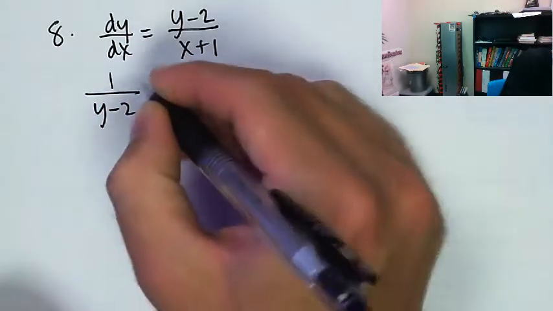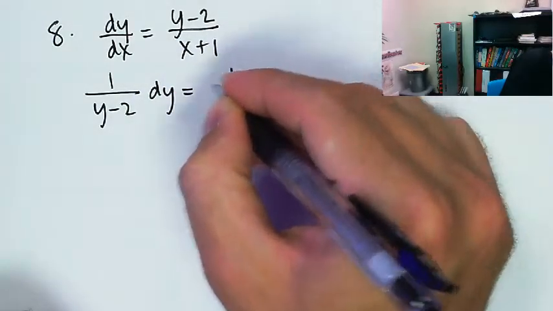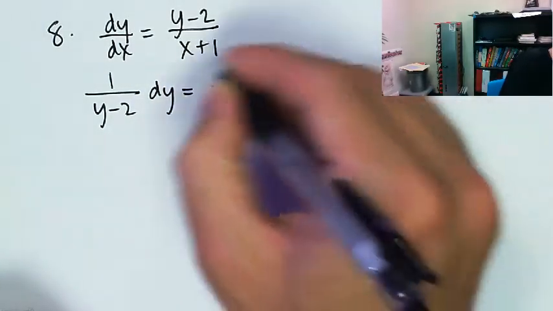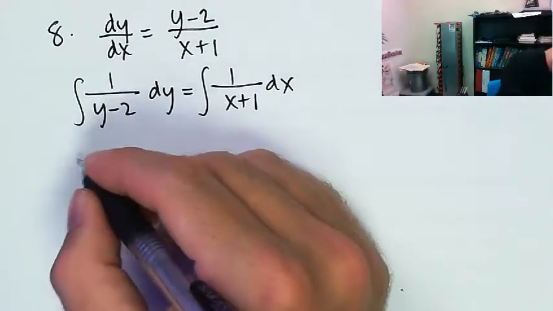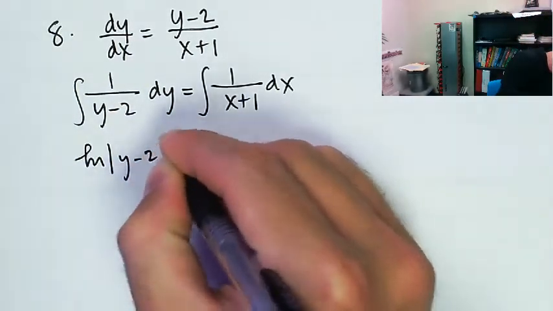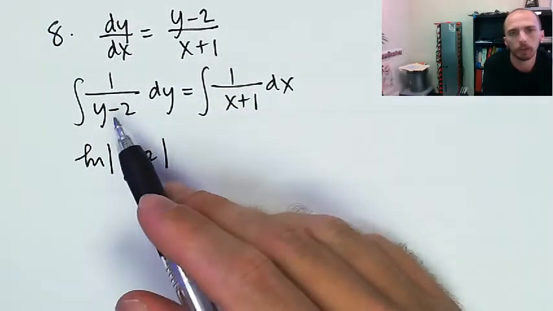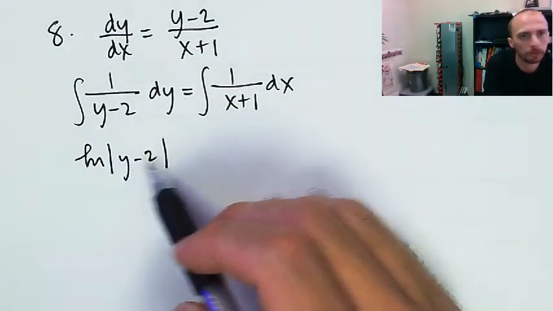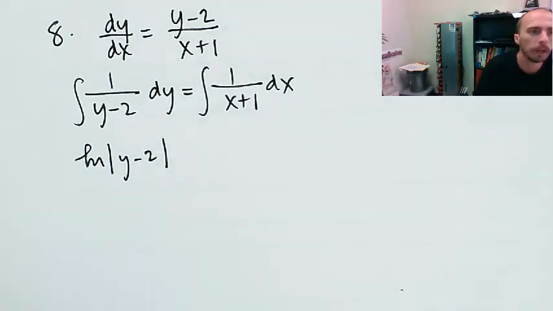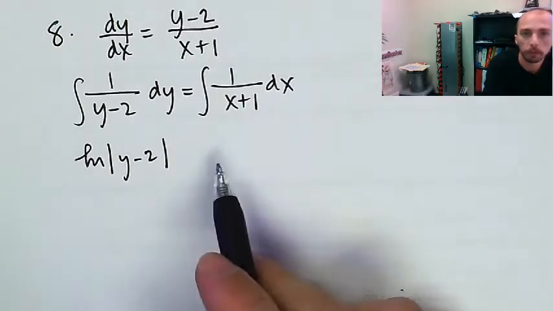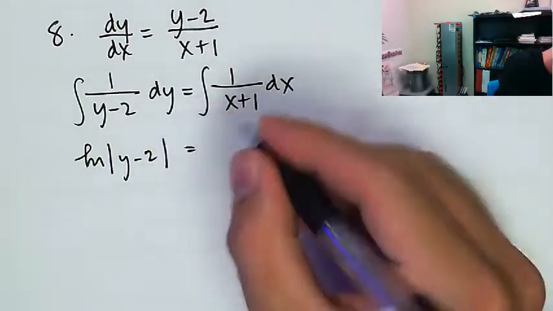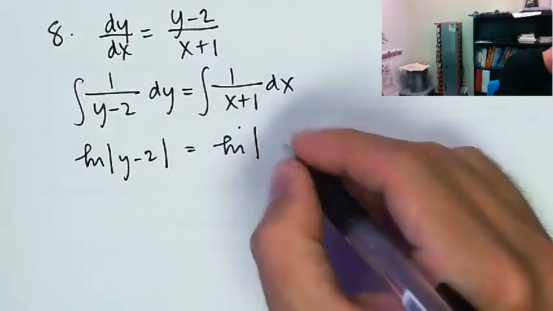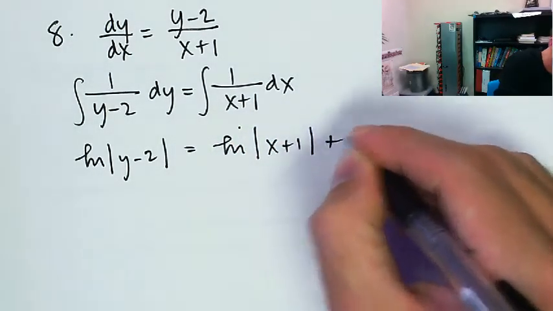1 over y minus 2 dy equals 1 over x plus 1 dx. And, well, this will be natural log of the absolute value of y minus 2. And if you're unsure about the impact of the minus 2 on this antiderivative situation, check it by taking the derivative. You're going to want to ignore the absolute values for now. But pretty much what's going to happen is I'm going to get 1 over y minus 2 times the derivative of y minus 2 with respect to y, and that's just going to be 1. So it'll work. That's a valid antiderivative. And so that's going to equal log of the absolute value of x plus 1 plus c.